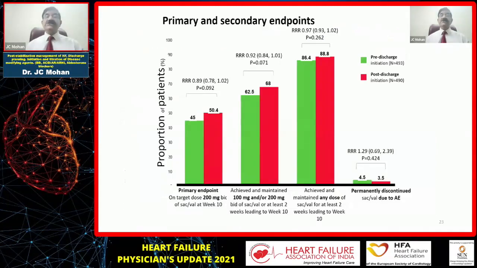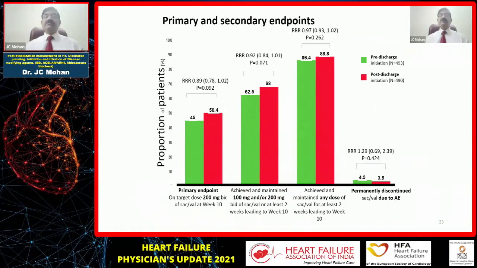Early initiation of ARNI is possible in the vast majority of patients, as shown in the TRANSITION study. Whether you start pre-discharge or post-discharge, some amount of ARNI, nearly 90% of patients can be on it at the end of 10 weeks. And at least what I would call medium to optimal dose can be given to two-thirds of the patients by 10 weeks. This is a very encouraging thing which tells us that we must shun hesitancy and inertia and try to give ARNI.